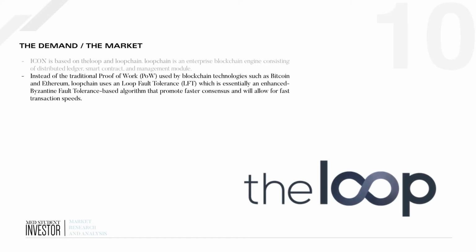Instead of the traditional proof of work (POW) used by blockchain technologies such as Bitcoin and Ethereum, Loopchain uses Loop Fault Tolerance (LFT), which is essentially an enhanced Byzantine fault tolerance based algorithm that promotes faster consensus and will allow for fast transaction speeds. A significant portion of the white paper is used to describe how LFT provides consensus. In layman's terms, ICON and Loopchain will not have any issues with scalability.